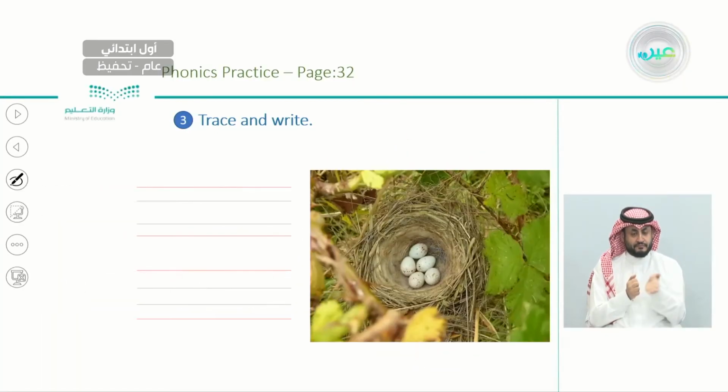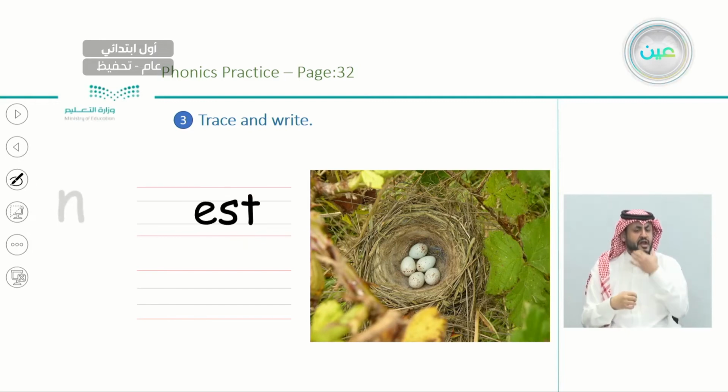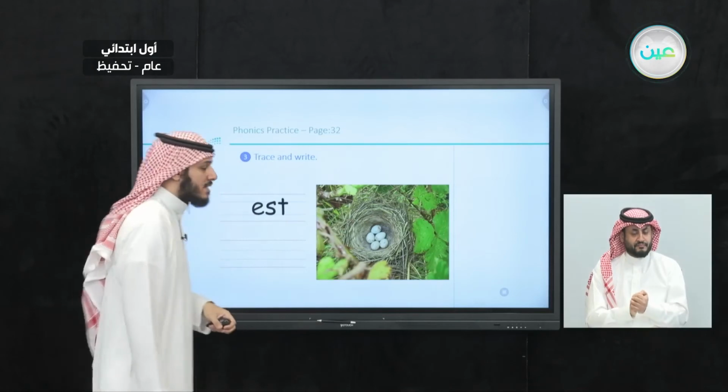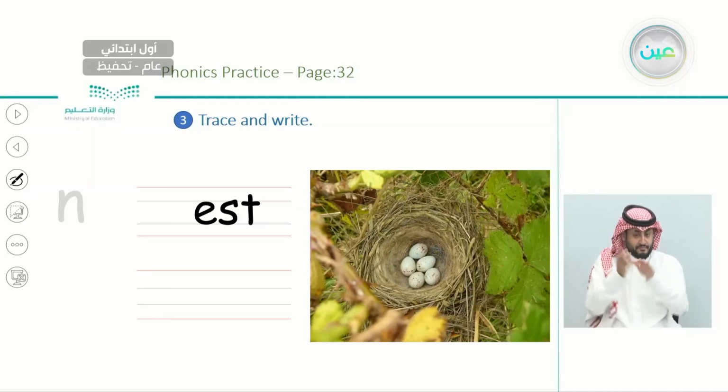After that, what is this? The house of the eggs. We have eggs here. Yes, this is nest. Excellent. We have nest. What does nest mean in Arabic? Okay, we have nest. So we have N here in small. Start from up to down, up and down again. This is written between number 2 and number 3 like this. N.